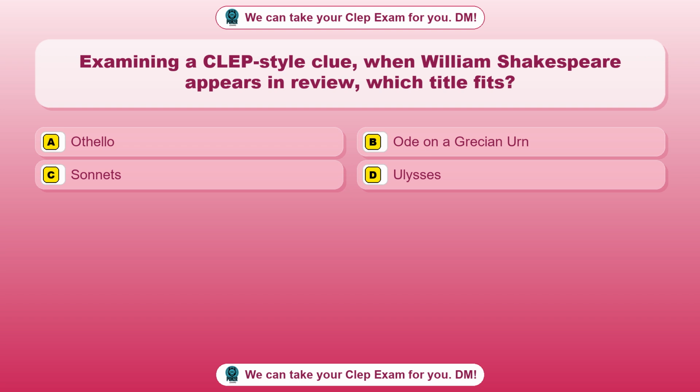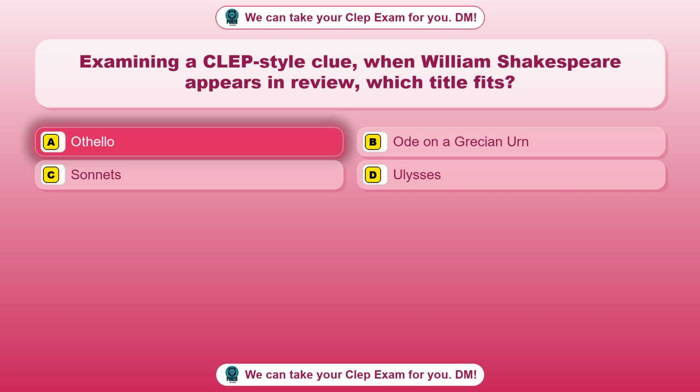Question 29. Examining a CLEP-style clue, when William Shakespeare appears in review, which title fits? Option A, Othello. Option B, Ode on a Grecian Urn. Option C, Sonnets. Option D, Ulysses. The correct answer is option A, Othello.